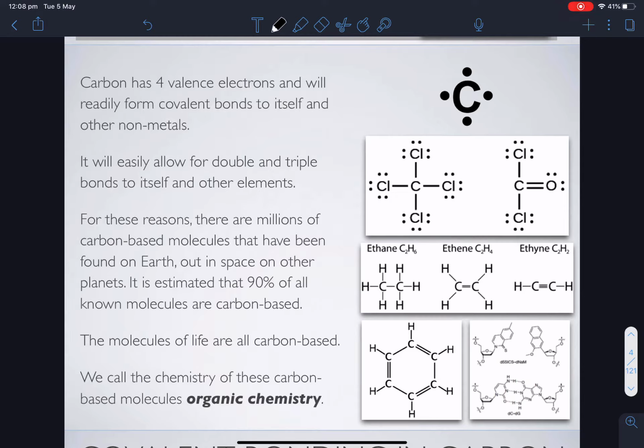And we've found them both on Earth and, estimated, out in space. It's estimated that 90% of all the molecules that we know in the universe are based on carbon, in all its variety of bonding ways.